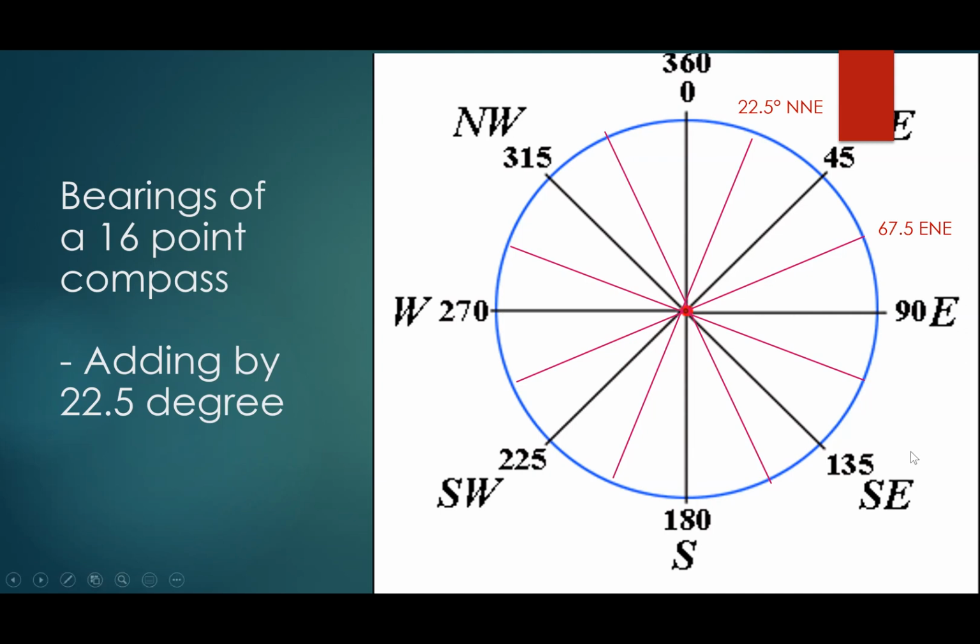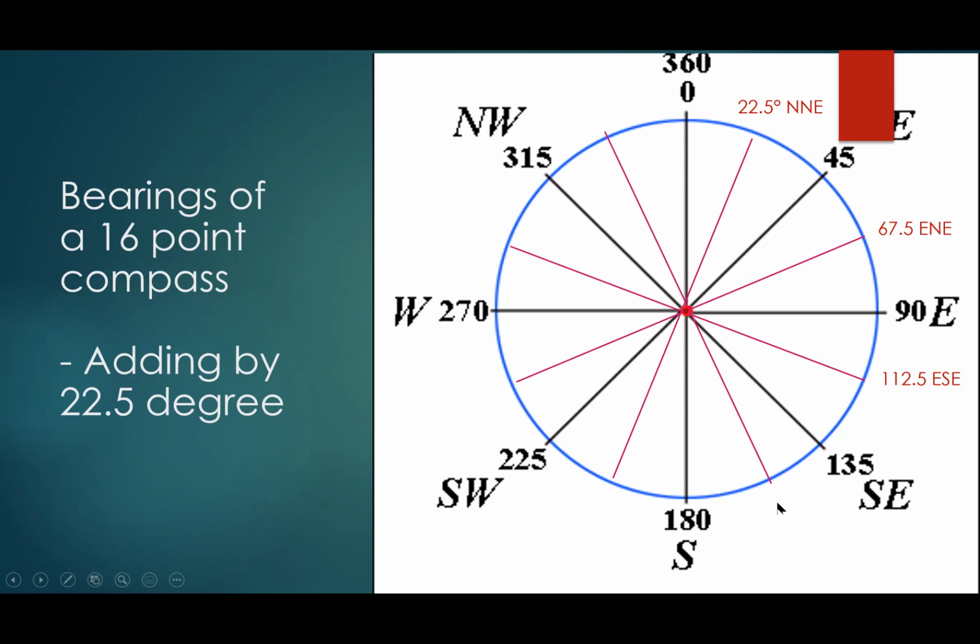The next direction we are going to write right here is east, southeast. You remember it? East, southeast. So what is the bearing of east, southeast? The bearing is 90 plus 22.5, which is 112.5. 112.5 plus 22.5 will give us 135 degrees, which is the bearing of southeast.